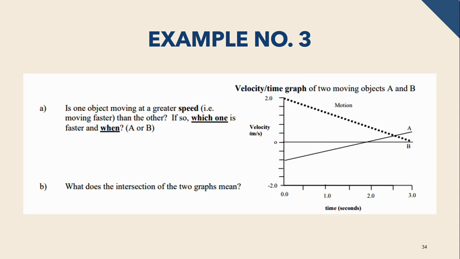Okay, part B. What does the intersection of the two graphs mean? Well, if we look at this intersection point over here at t equals 2.5 seconds, basically both lines, or both objects, have the same velocity at the same time. So basically this means at t equals 2.5 seconds, both objects A and B are traveling at the same speed and in the same direction, at least for that specific moment.